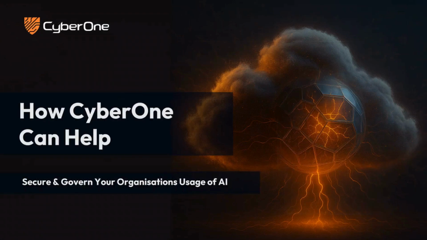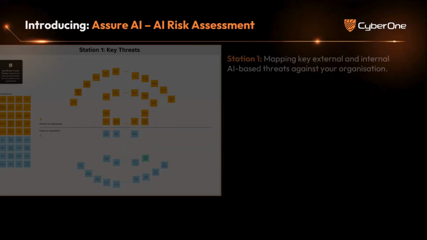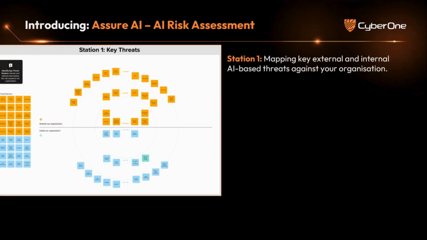All right, so how can CyberOne help you? So I've given you some bad news around the risks, around those AI agents running away and doing dangerous things. How can we help you with that problem? So we're releasing a new service that we call Assure AI. It is an AI risk assessment in simple terms.